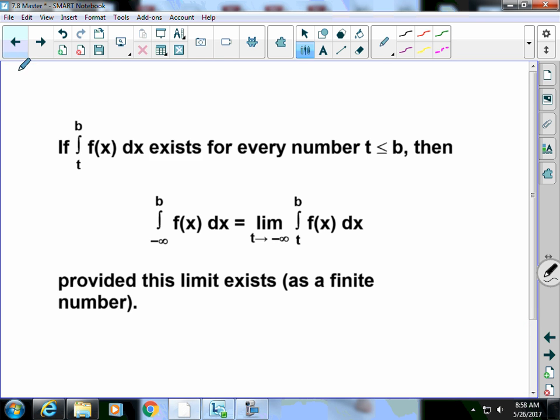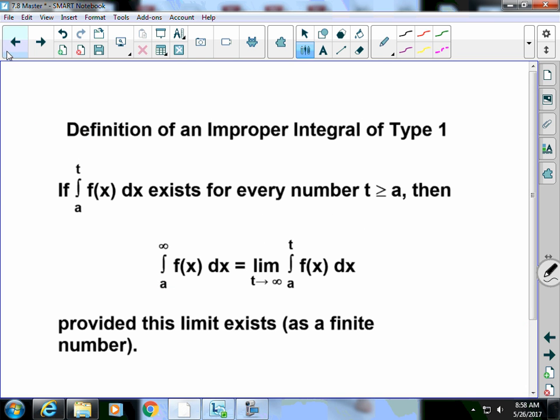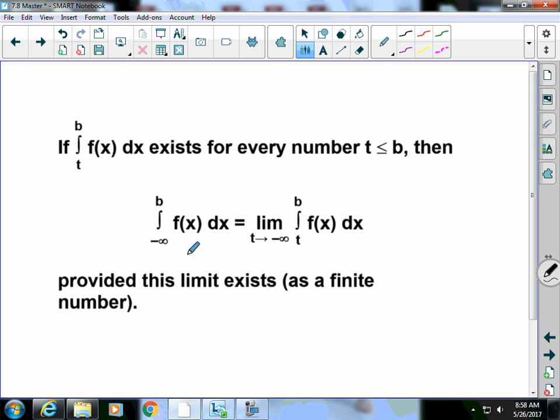Now, here we're going from a to infinity. Now we're going to say from minus infinity to b. So it says if the integral from t to b of f of x dx exists for every t less than or equal to b, then the integral from minus infinity to b of f of x dx is equal to the limit as t approaches minus infinity of the integral from t to b of f of x dx, provided this limit exists and is a finite number.